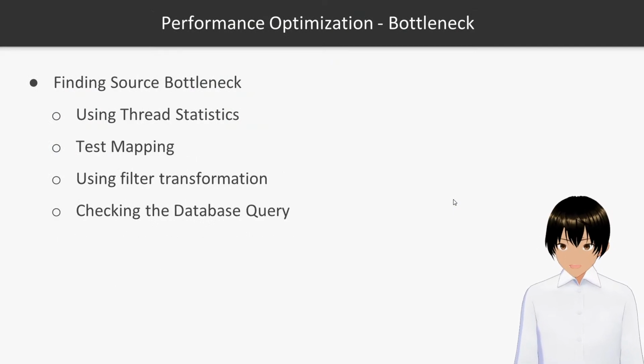Let's talk about source bottleneck. Drop indexes. This can also be impacted at the source side by various factors. You need to enable indexes again anyway, so that's going to take some time too. Statistics to find the source bottleneck.